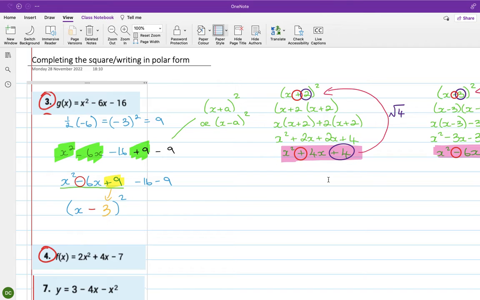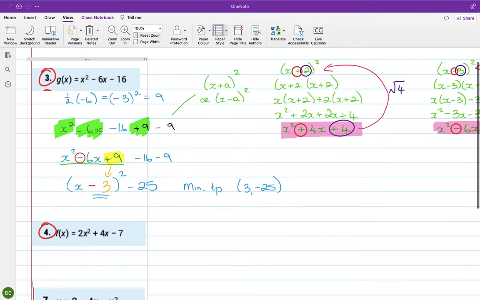So from there, hopefully you've already done transformations of quadratic graphs. From there, you should be able to figure out that the minimum turning point is 3, minus 25. So you change the sign on the 3, or in this case the minus 3, and you keep the sign on the minus 25. Okay, so that's the most straightforward version.